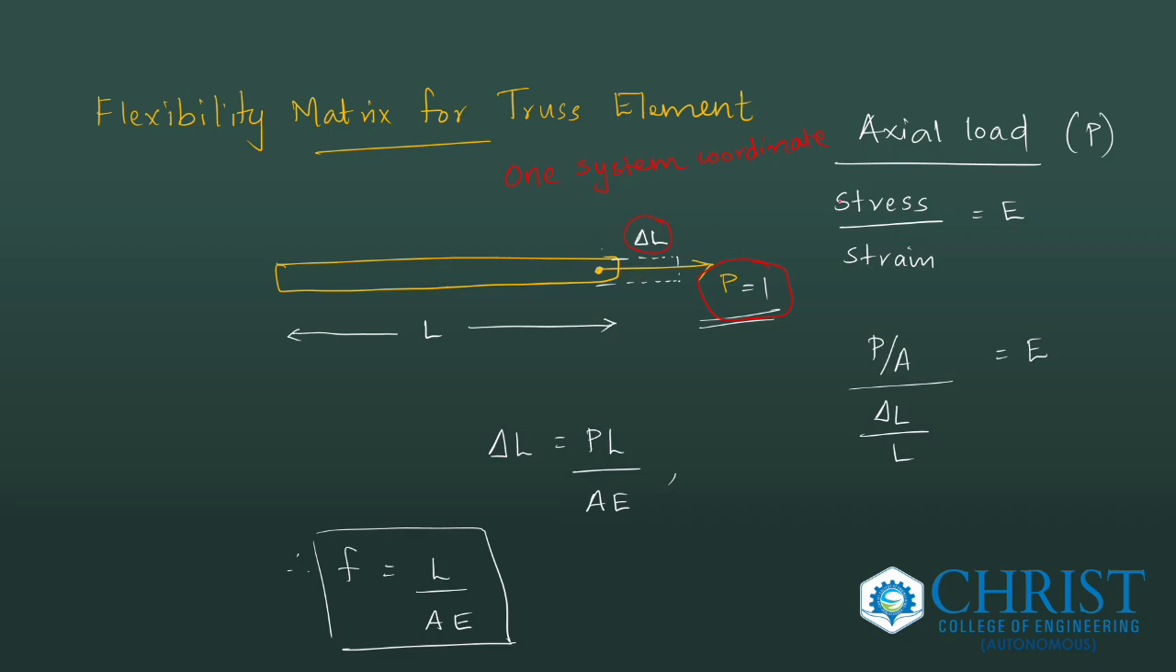So for axial load, we know the formula. Stress by strain is equal to Young's modulus E. Stress is equal to load by area, P by A. Strain is equal to delta L by L. So write it in terms of delta L equal to PL by AE. I apply P equal to 1, and I get delta L equal to L by AE. So delta L is displacement. Displacement itself is called flexibility when we apply the load as 1. So F is equal to L by AE, the flexibility matrix for the truss element.